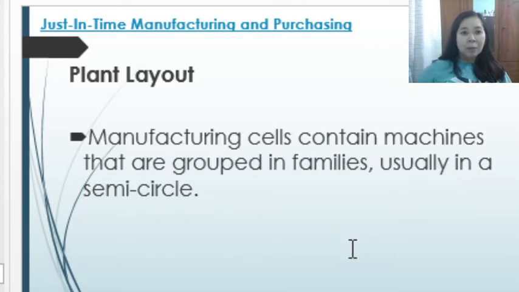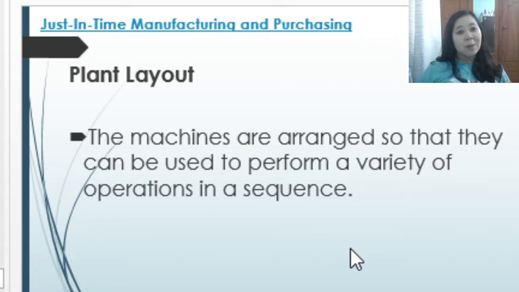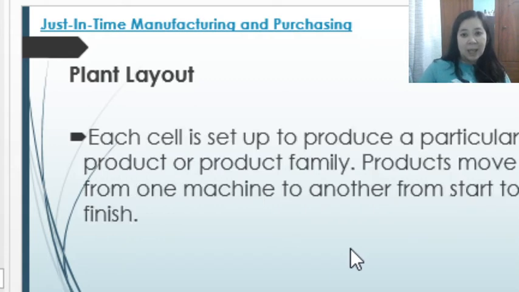So the manufacturing cells will contain machines that are grouped in families, usually in a semicircle. So we will have an illustration of that as we go along. So the machines will be arranged so that they can be used to perform a variety of operations in sequence. So each cell is set up to produce a particular product or product family. So here, the products will move from one machine to another from start to finish within the product cell.